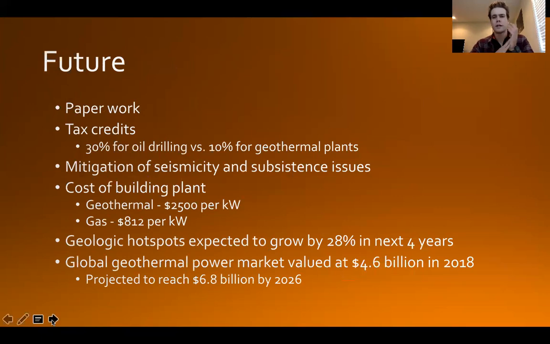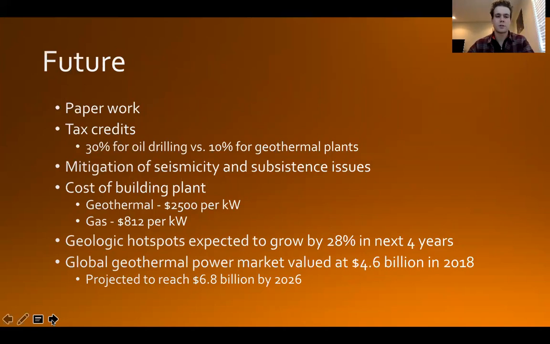So for the future, to build a geothermal plant, there's substantially more paperwork needed, from a political standpoint, than say an oil plant. So that's a challenge in itself. The tax credits for oil drilling are about 30%, whereas for geothermal plants about 10%. So that's another thing. The government's not really subsidizing geothermal energy plants.